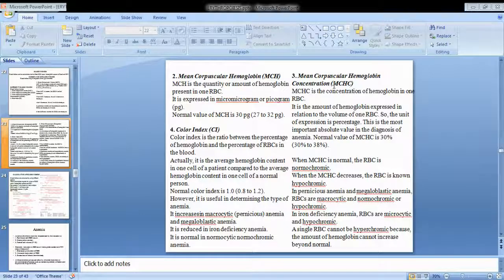Now, what is MCHC? This is the concentration of hemoglobin in one RBC. Slight difference. That was the amount of hemoglobin. Here it is the concentration of hemoglobin in one RBC.